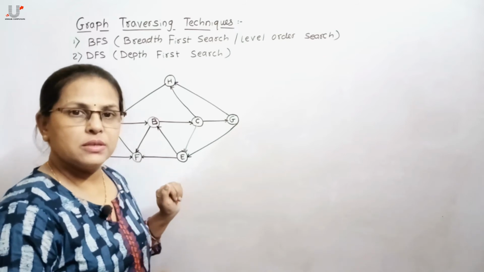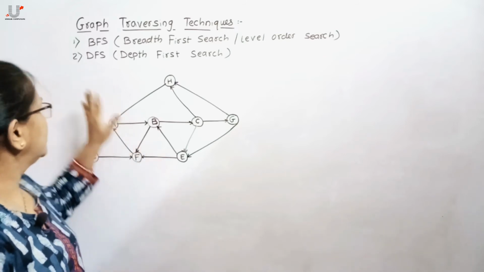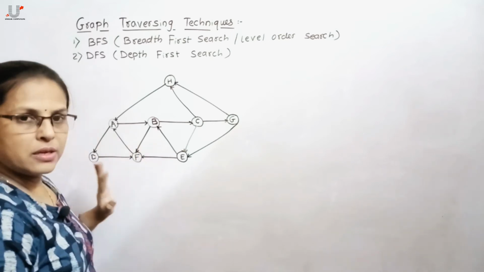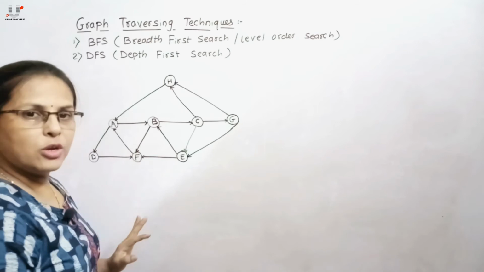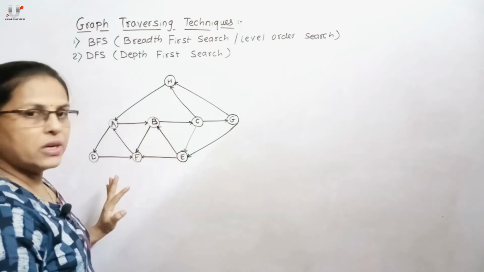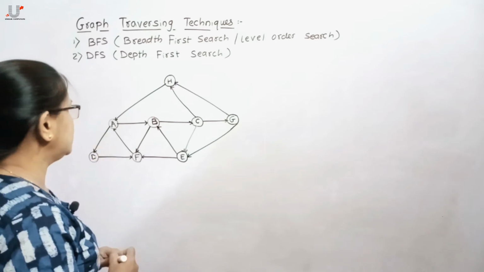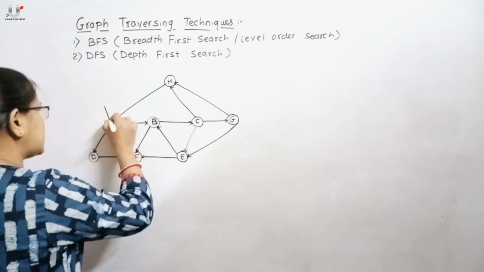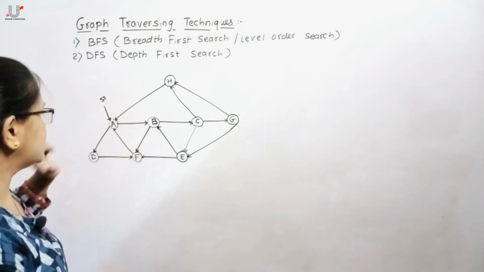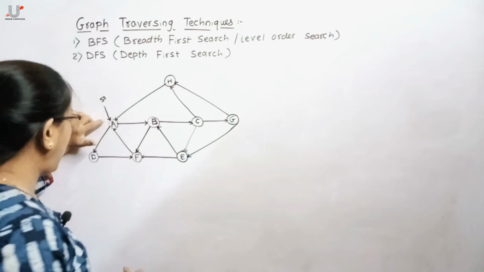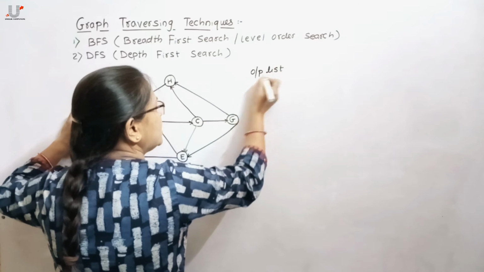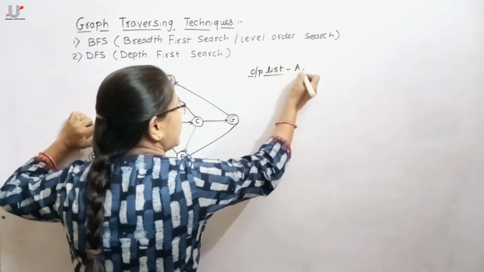Now let's traverse the directed graph using depth first search. This is a directed graph, and as no starting vertex is given, you can choose any random vertex as a starting vertex. Here I choose the starting vertex as A. This is the starting node, and we start traversing from this A. As A is the starting vertex, add it into the output list. So in the output list A gets added.